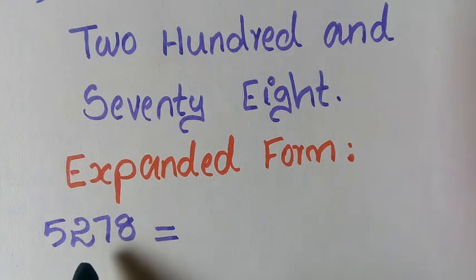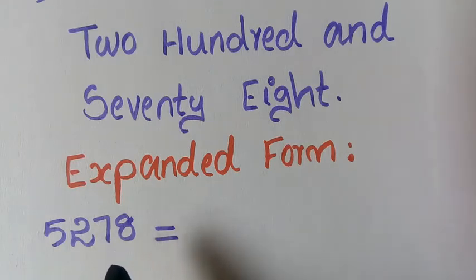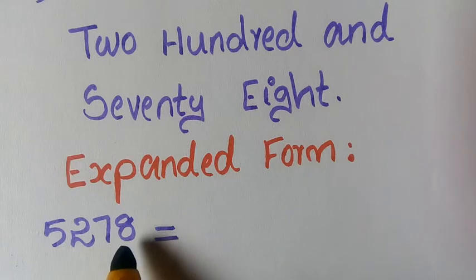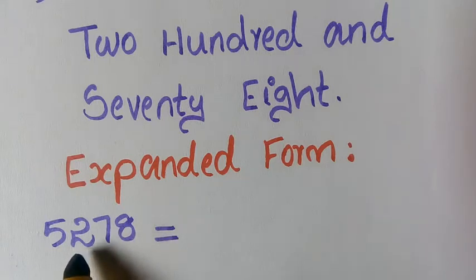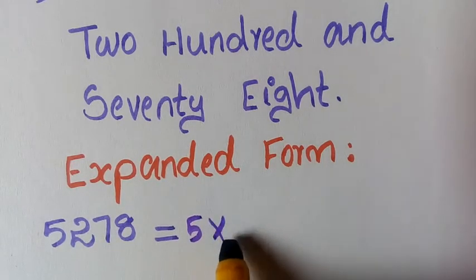So in 5278, which is the greatest place value? Shall we check? Okay. 8 is in ones place, 7 is in tens place, 2 is in hundreds place and 5 is in thousands place. So here we have 5 thousands. That is 5 into 1000.